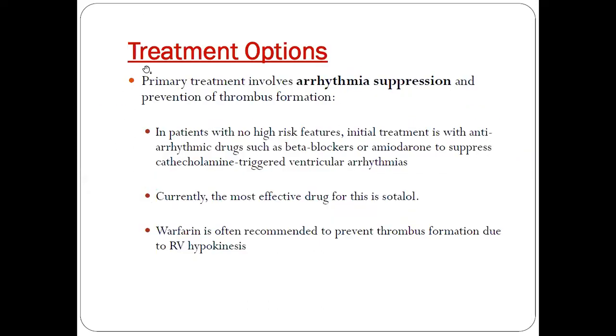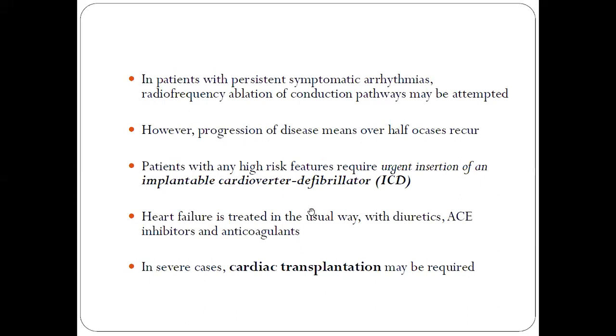So, treatment options. What are the treatment options there? The primary treatment involves arrhythmia suppression and prevention of thrombus formation. In patients with no high risk features, initial treatment is with antiarrhythmic drugs such as beta blockers or amiodarone to suppress the catecholaminergic and triggered ventricular arrhythmias. The most effective drug for this is sotalol. Warfarin is often recommended to prevent RV thrombus. In patients with persistent symptomatic arrhythmias, radiofrequency ablation of the conduction pathway may be attempted.